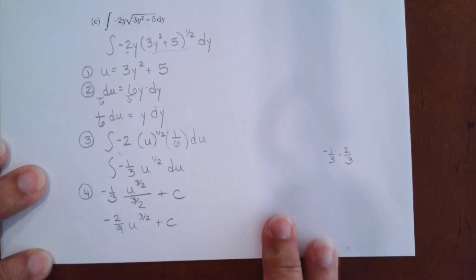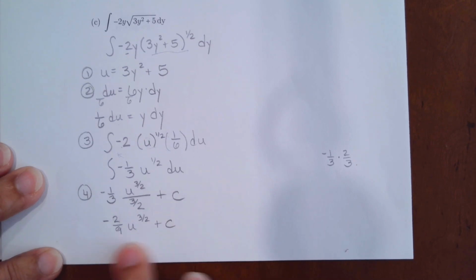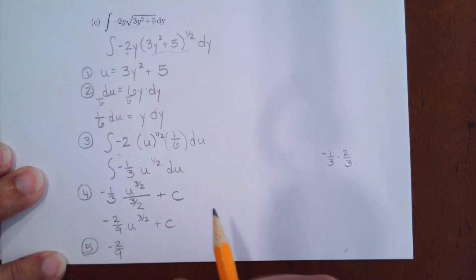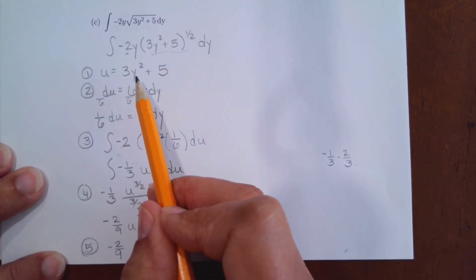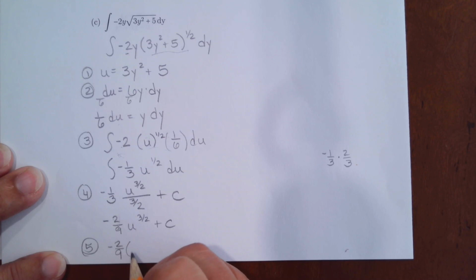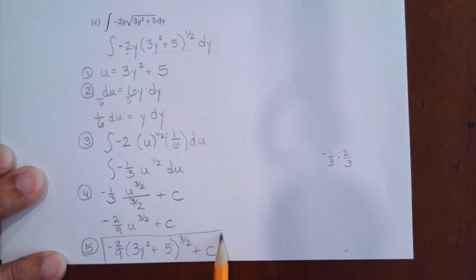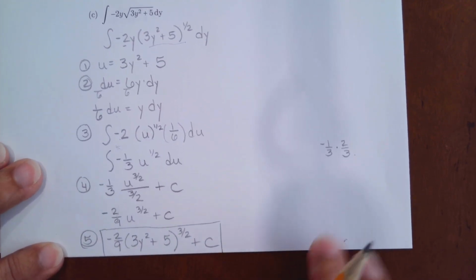So that's our antiderivative. And remember, the last step now is to substitute back in for what u was originally. So (3y squared plus 5) to the 3/2. Okay, so there's your answer.